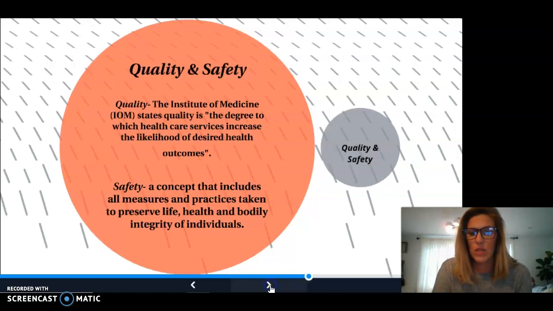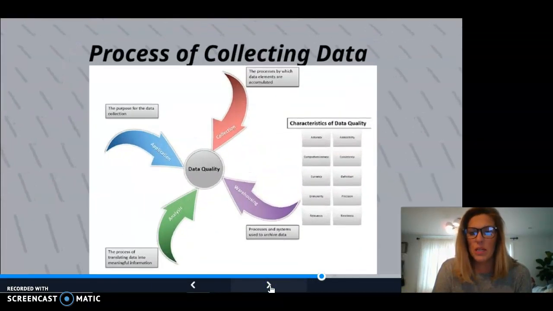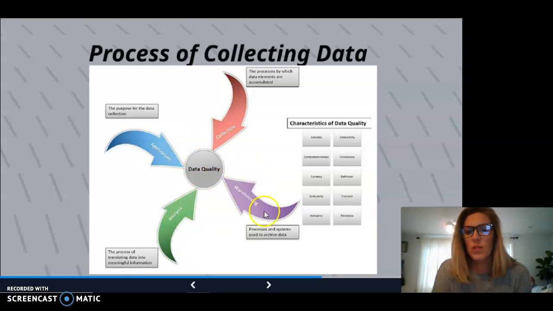Quality and safety related to information management includes the process of collecting data. This is a very important part. The collection of data, the application of the data collected, the process by which it's translated, the analysis of data, and the warehousing of data. How would this be used? The archive of data that's collected.